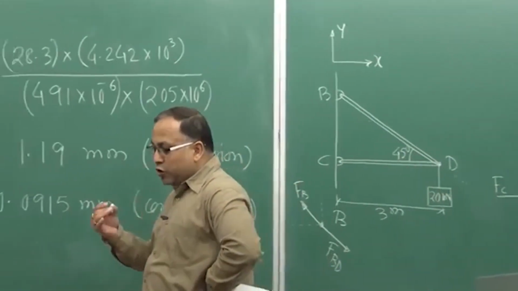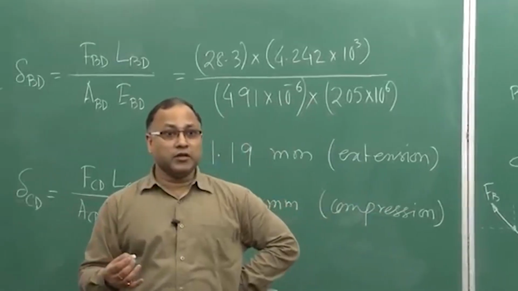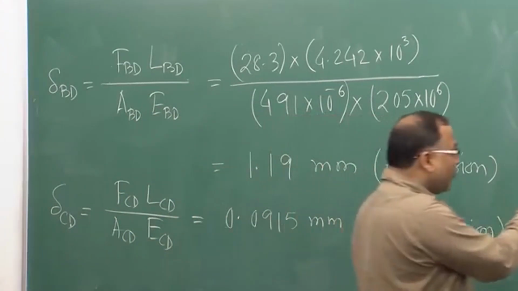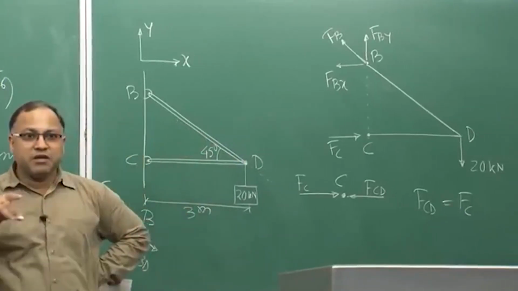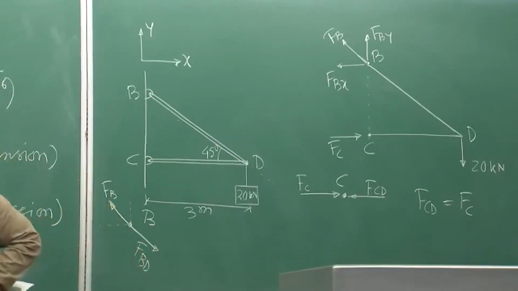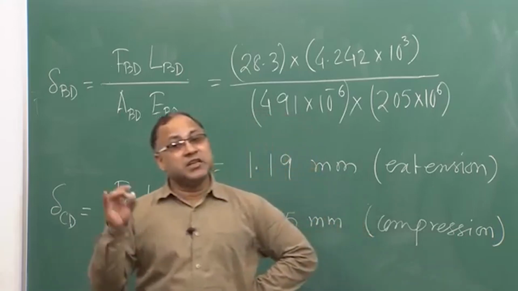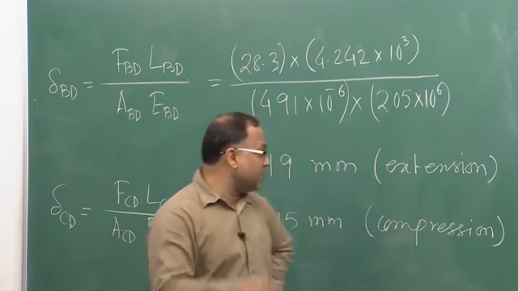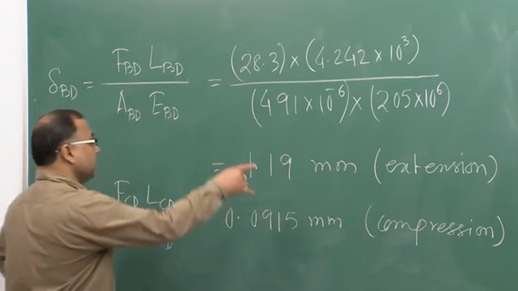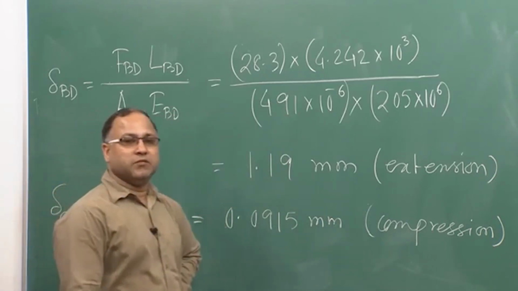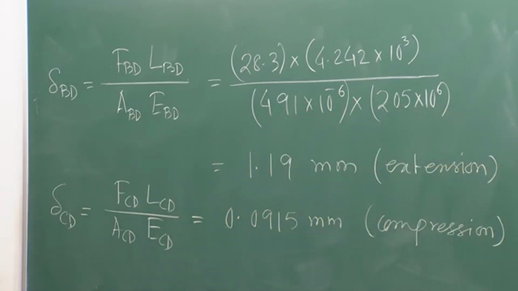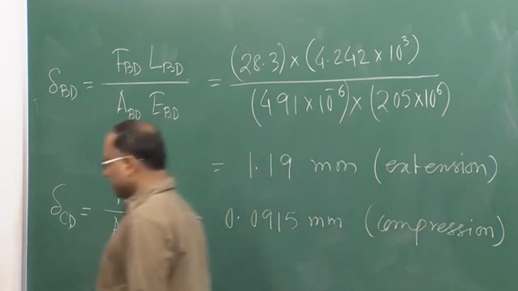So, the D point will be the common point even after deformation. Before deformation, D point was the common point where CD member and BD member, both members, are meeting. Even after deformation, D point will be the common point for both the members, but at the same time they have to experience this much of deformation. Now, how to do that? Let us draw the geometric compatibility figure, and then I will explain. Let me draw it.